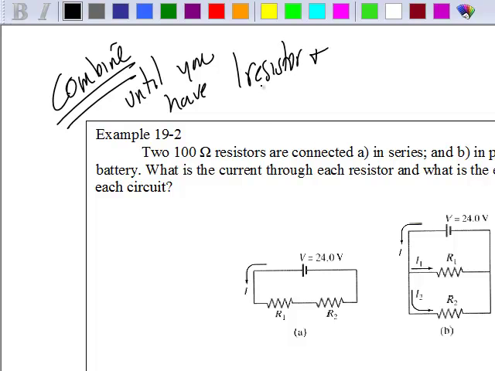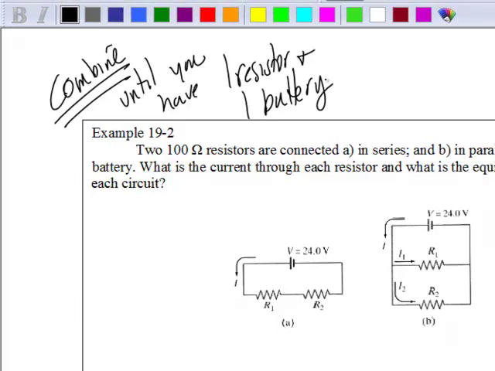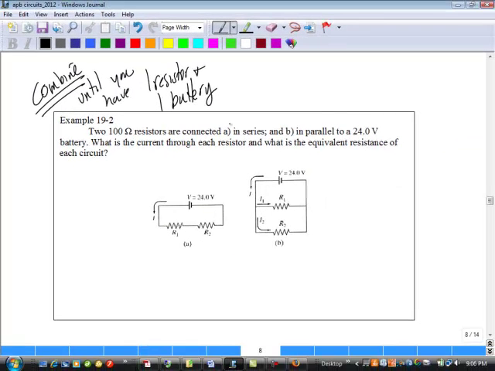and one battery. Once you have one resistor and one battery, you will calculate the current, and then you'll work your way back up going around that. So let's work through a problem, and hopefully it's going to make more sense to you.